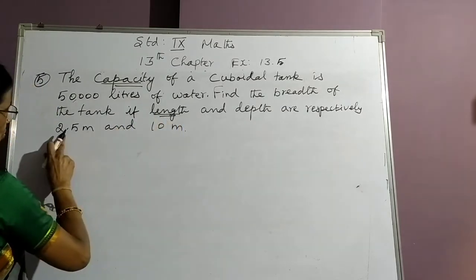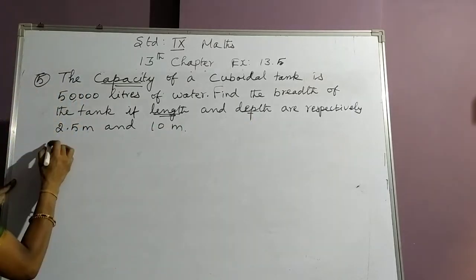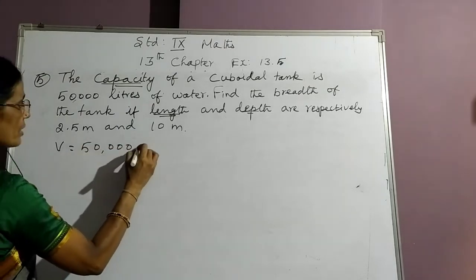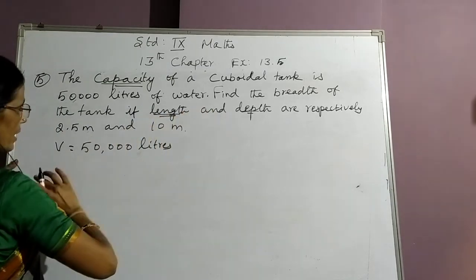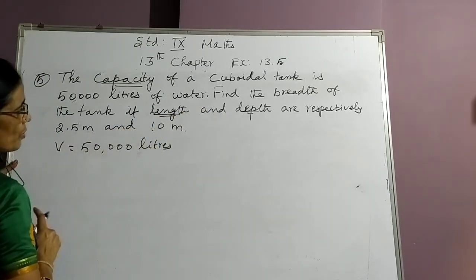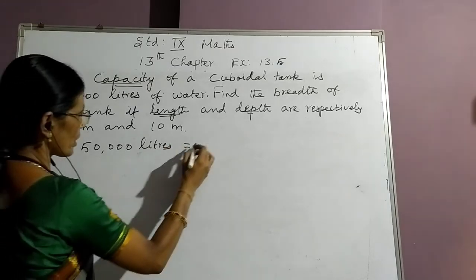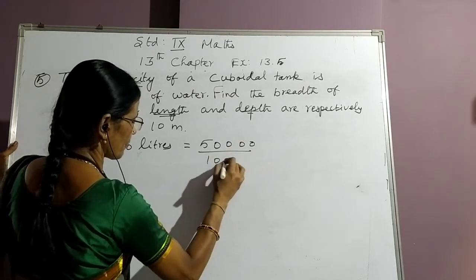Length is 2.5 meter and depth H is 10 meters. So I write volume, which is equal to 50,000 liters. But we are given length and depth in terms of meters. So this liters should be converted to cubic meters. To convert liters to cubic meters, remember we have to divide by 1000.